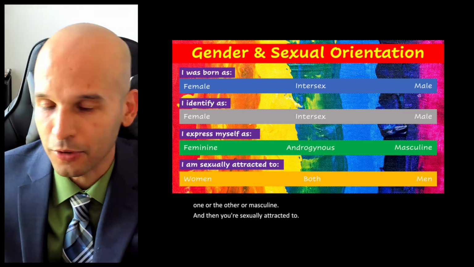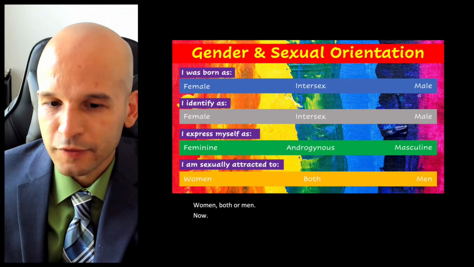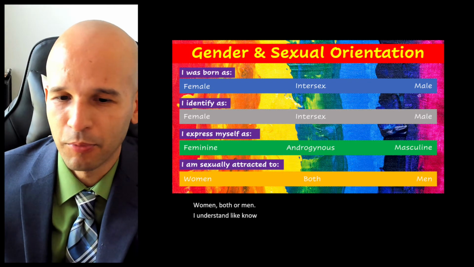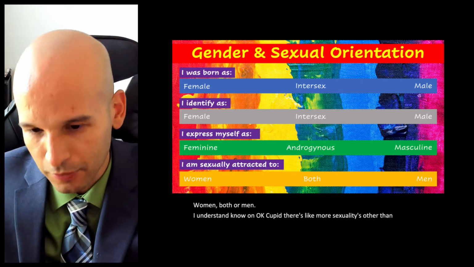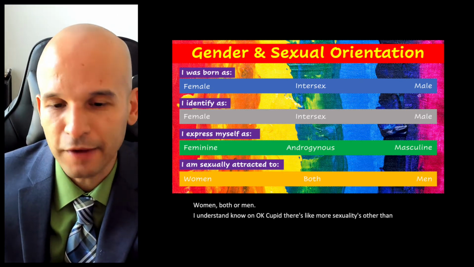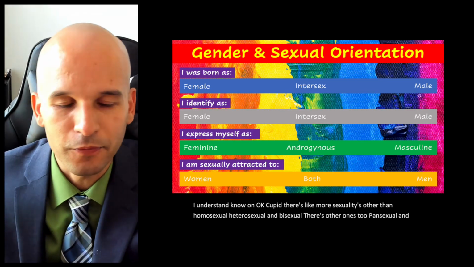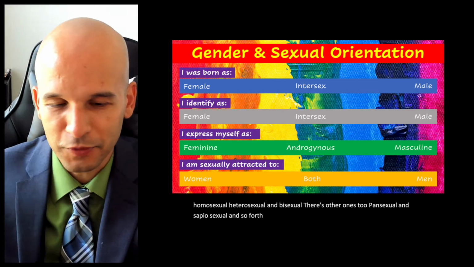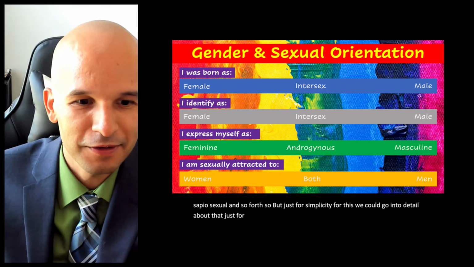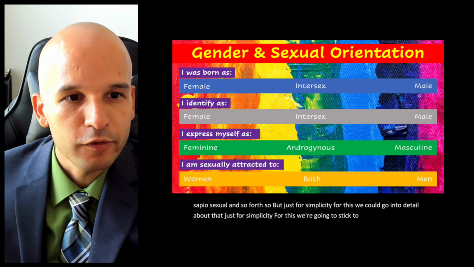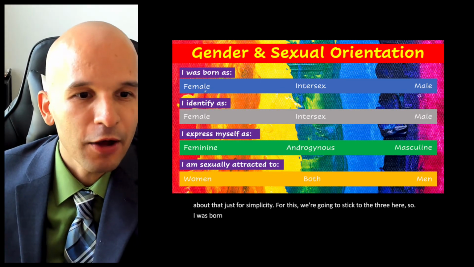And then you're sexually attracted to women, both, or men. Now, I understand, like, I know on OkCupid, there's more sexualities other than homosexual, heterosexual, and bisexual. There's other ones too, like pansexual and sapiosexual and so forth. But just for simplicity, we could go into detail about that, but for this, we're just going to stick to the three here. So you can see how this all comes into play.